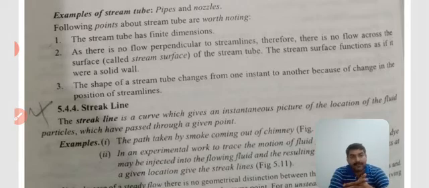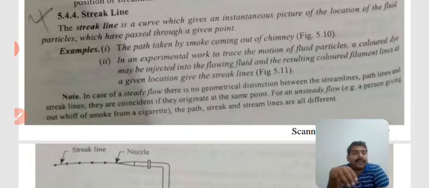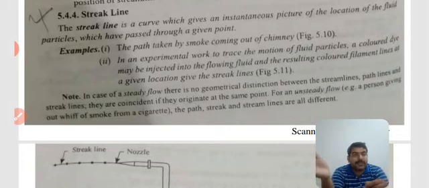Now, next one is the streak lines. The streak line is a curve which gives an instantaneous picture of the location of the fluid particles which have passed through a given point. For example, the path taken by smoke coming out of a chimney or any smoker.